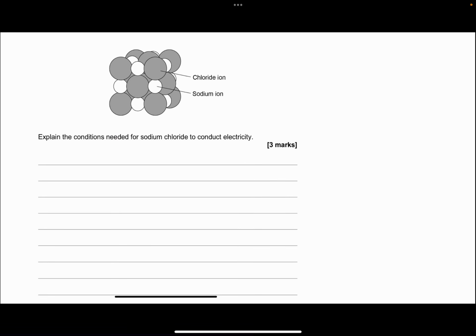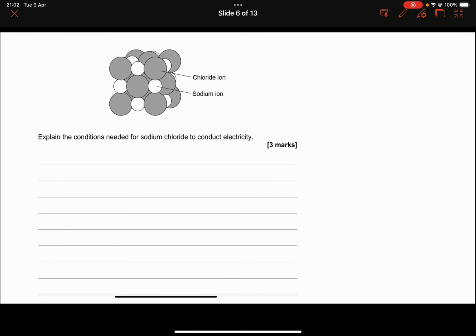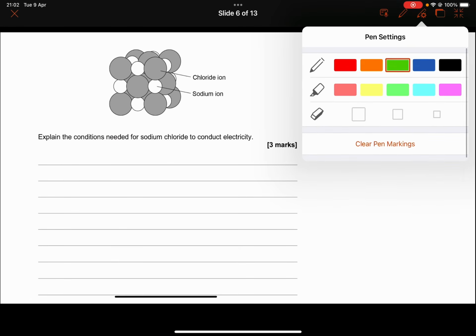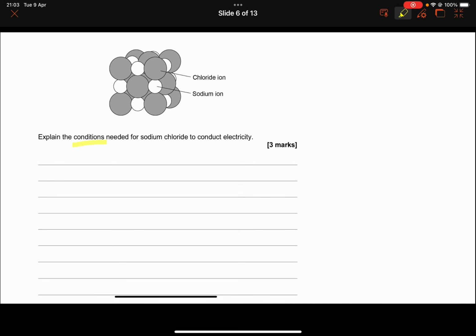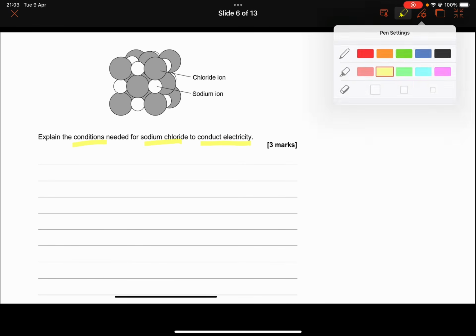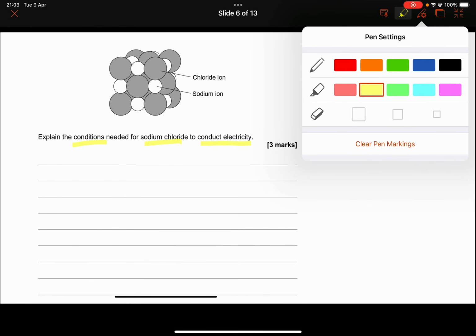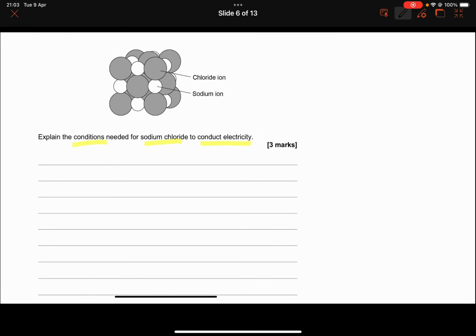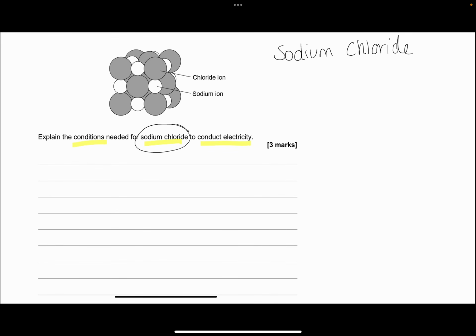Brilliant. Next question, so again, we're sticking with that theme of structure and bonding. Explain the conditions needed for sodium chloride to conduct electricity. Now, the conditions needed for substances to conduct electricity vary depending upon the type of structure and bonding in that substance. So, sodium chloride, again, let's have a look. What do we need to access this question?